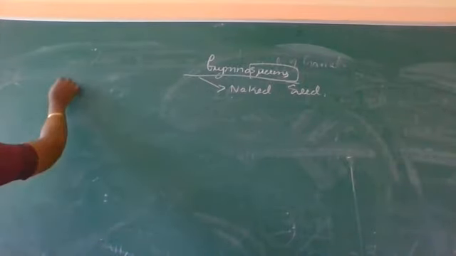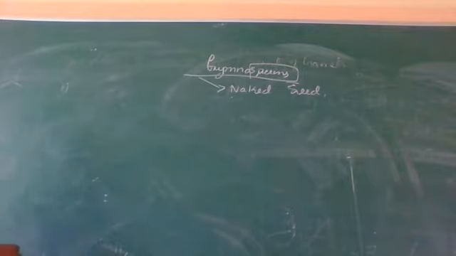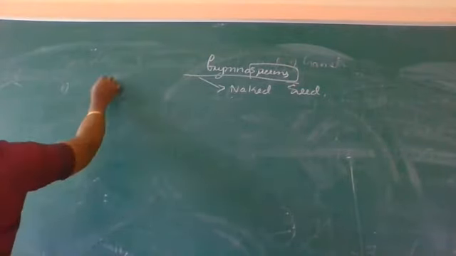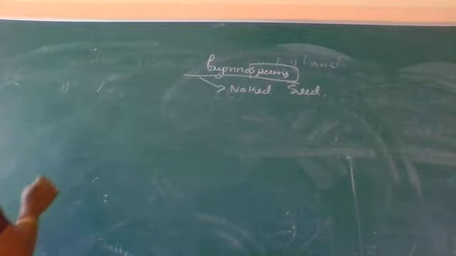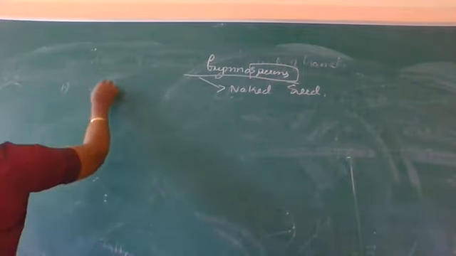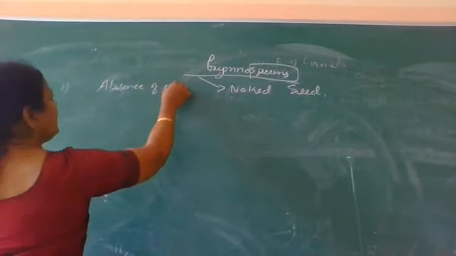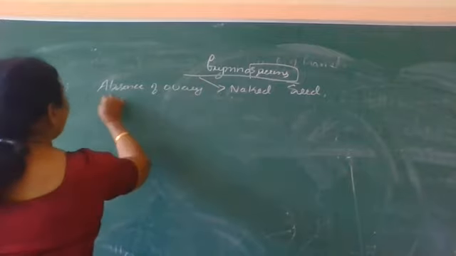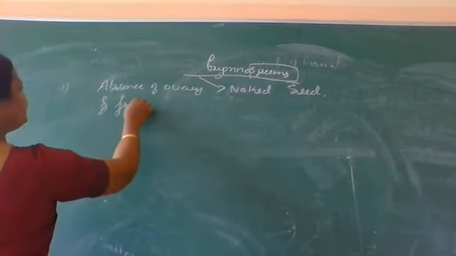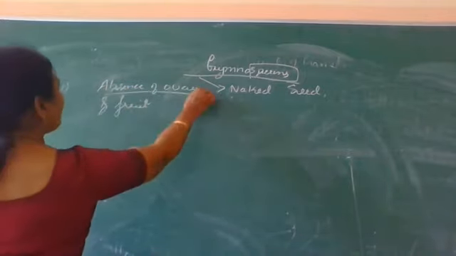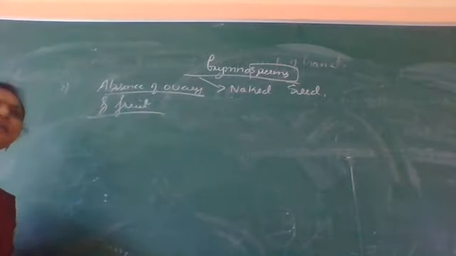Now, what are the general features of these gymnosperm plants? They completely lack, that means they do not have, the ovary and the fruit. Absence of ovary and fruit. There is complete absence of what? Ovary and the fruit.